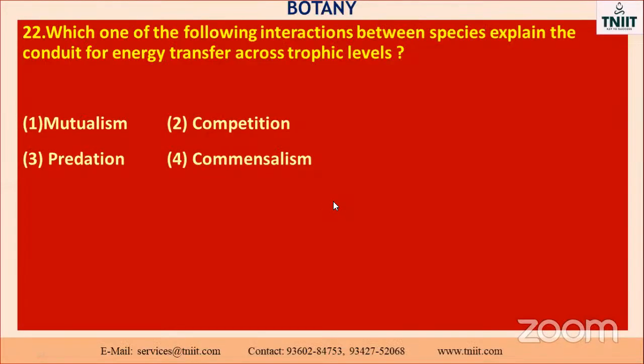What is the next one? Which one of the following interactions between species explains the context for energy transfer across the trophic levels? What is meant by across the trophic levels? Once again, what is a trophic level? It's the pyramid structure, isn't it? Already we know about that.